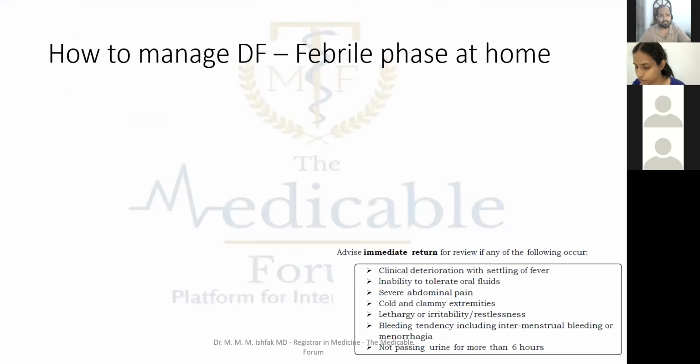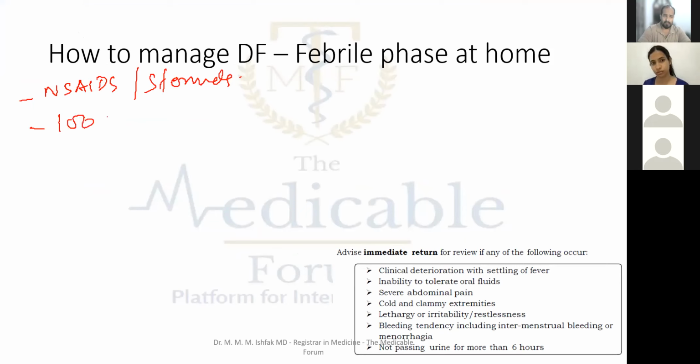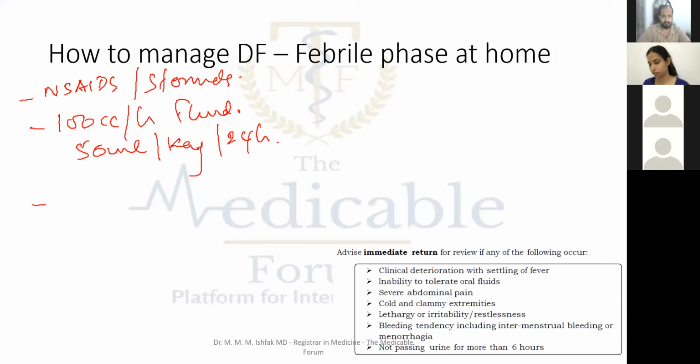So how do we manage the febrile phase of dengue fever at home? We discussed. One thing is avoid NSAIDs and steroids. Next, 100 cc per hour of fluids, or more precisely 50 ml per kg in 24 hours. The best fluid is either ORS or king coconut, right? Avoid red colored foods or liquids, okay?